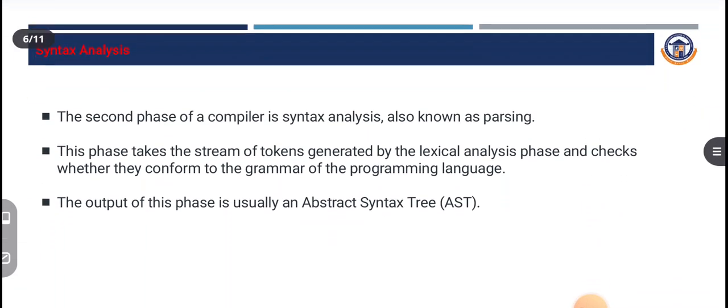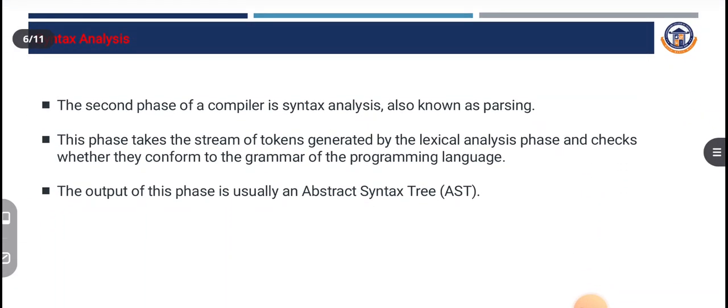The next one is the syntax analysis. After completing the lexical analysis, the lexical analysis output is tokens. The token output can be given to the second phase of the compiler as the input. So the syntax analysis is the second phase of the compiler. This process is also known as parsing. This representation can be represented in a tree format.